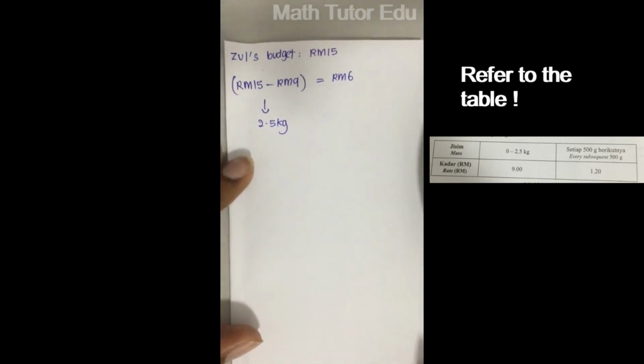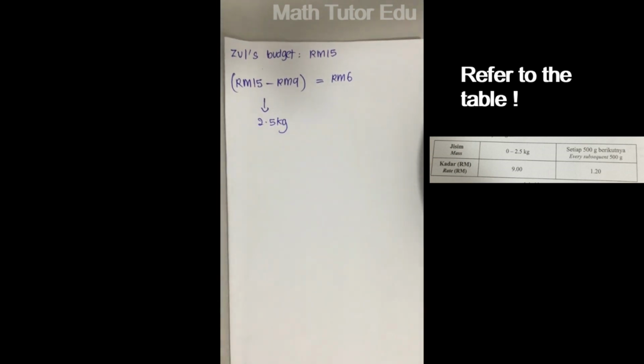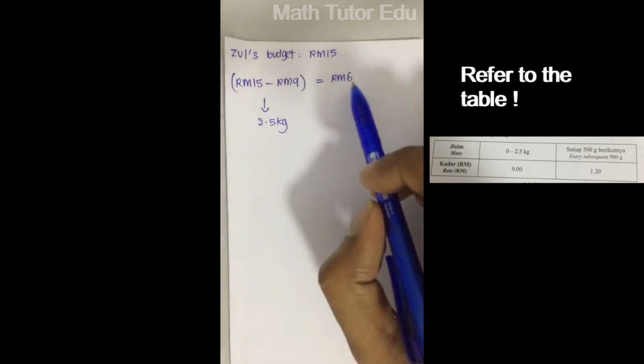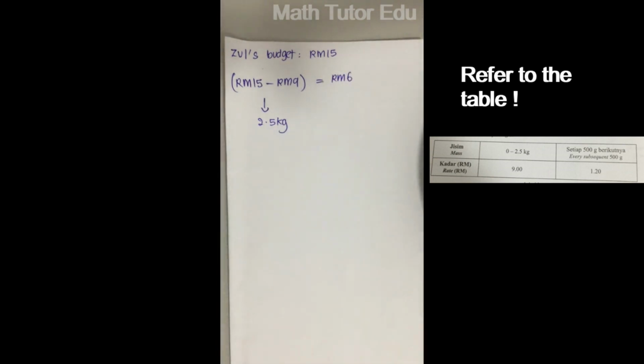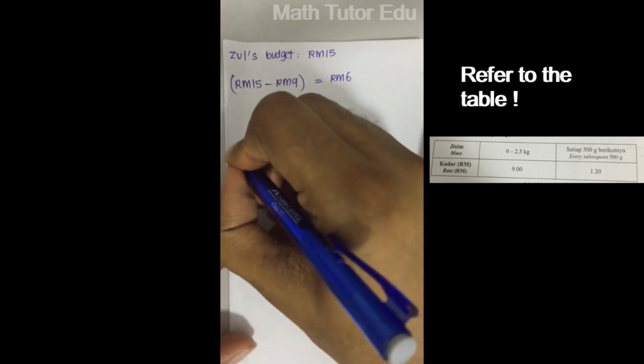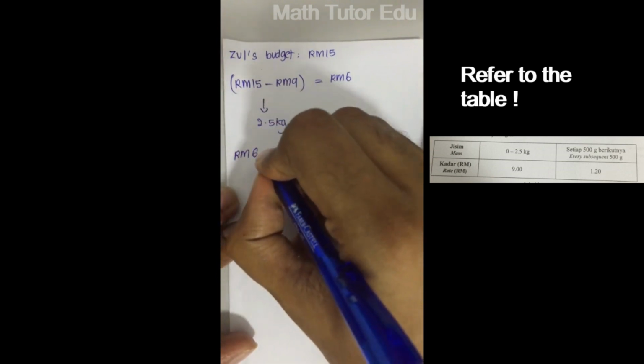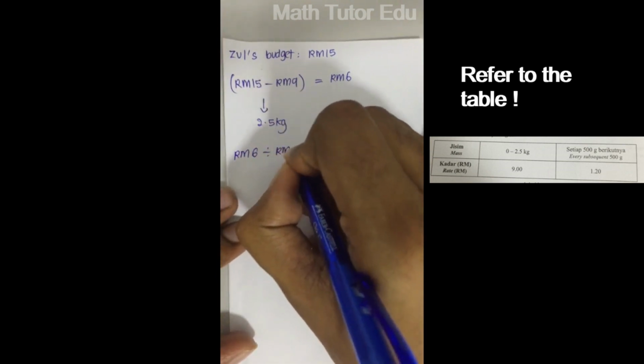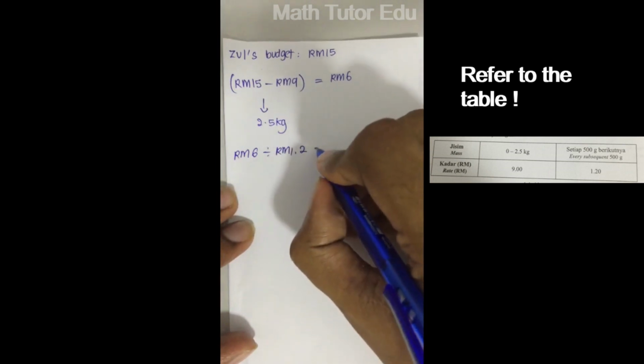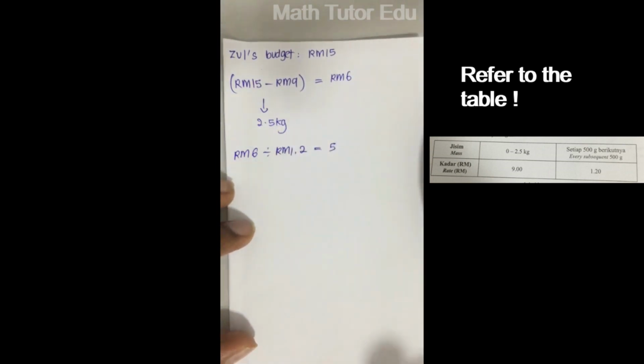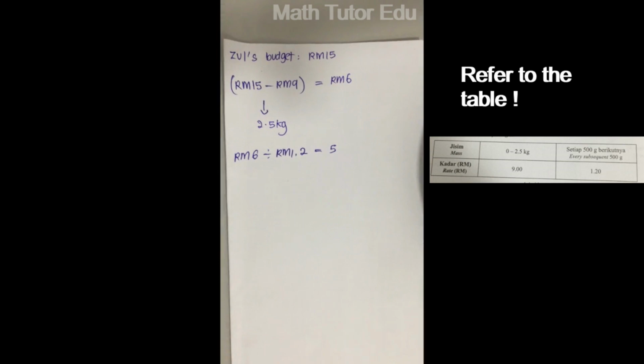Okay, so from here, for the next rate, they mentioned that every subsequent 500 gram will be increased by 1.2 ringgit. And you have the balance of 6 ringgit within Zol's budget. So from here, 6 ringgit, you divide with RM 1.20. It will be equals to 5.